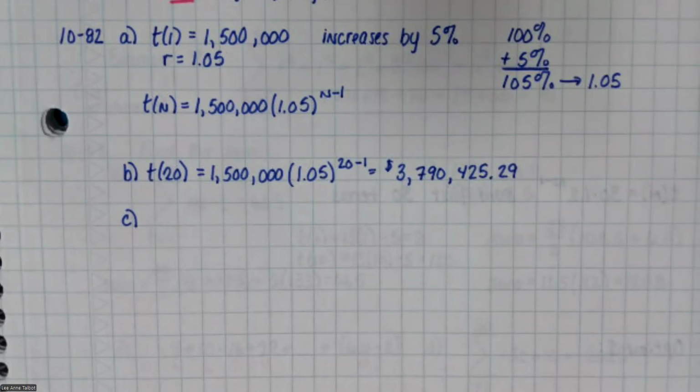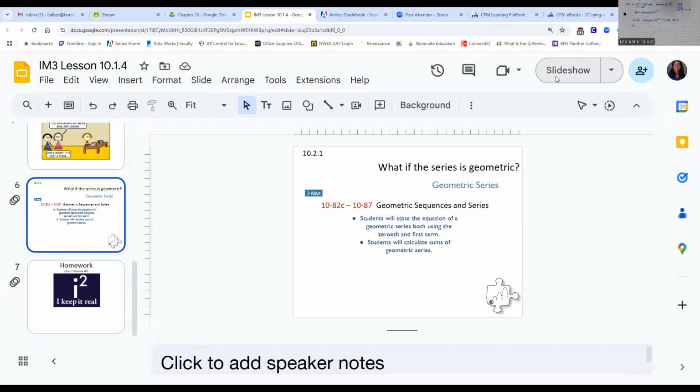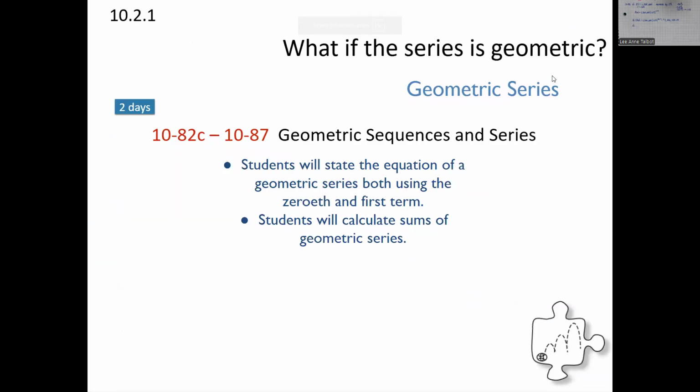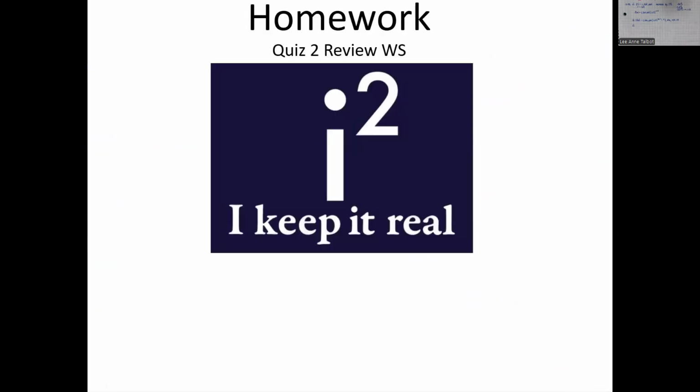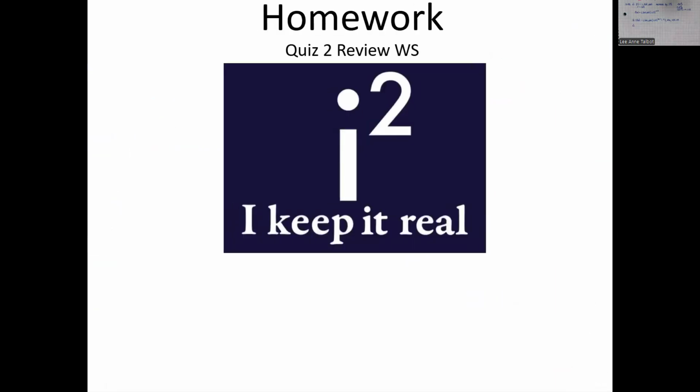I don't even remember what C is. Oh, while I'm here, here's the agenda. We're doing 82C to 87. And the homework is the quiz 2 review worksheet, which I have said I'm not stamping on Monday.